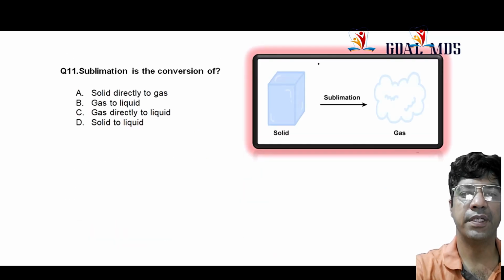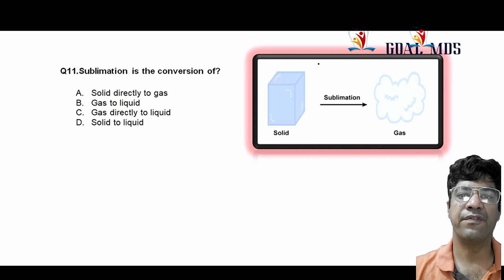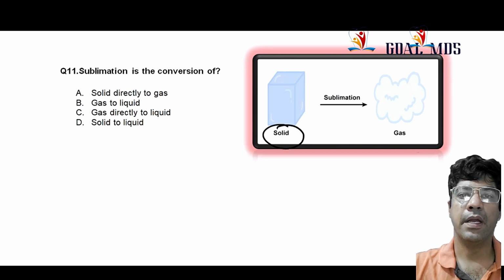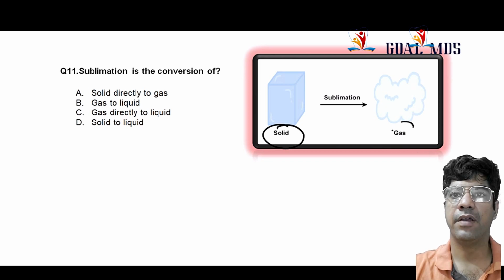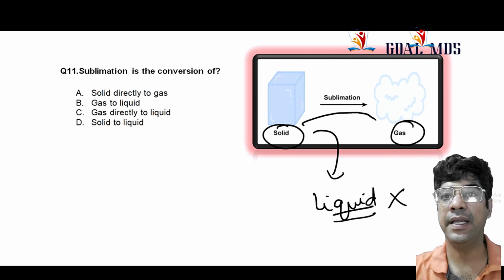Moving to the next question, sublimation. Sublimation is a process of converting a solid directly into a gas without passing through a liquid phase. So there is no liquid phase. The solid is converted directly into a gas.